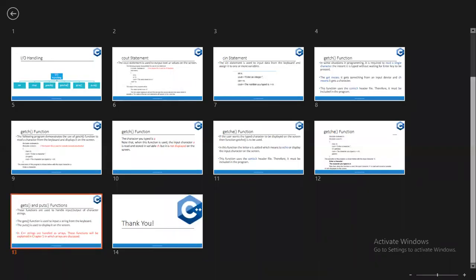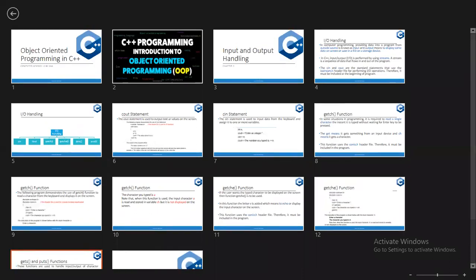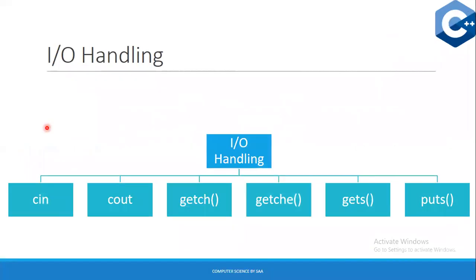So it was today's lecture. What we have discussed is the input output handling, the IO handling. We have discussed that there are basically 2 statements and 4 functions used to get the input and display the output on the screen. Cin and cout are the statements, and these 4 are the functions: getch, getche, gets and puts.